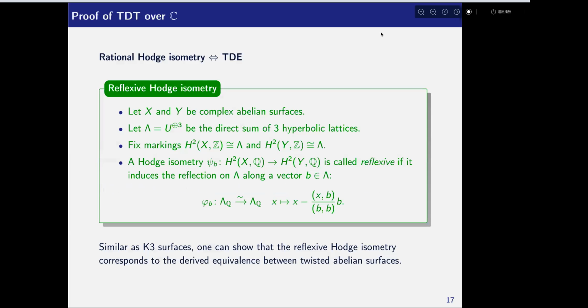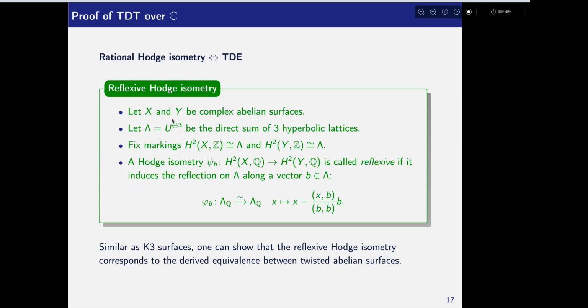So let me quickly recall the twisted derived Torelli theorem over C. There is an equivalence between rational Hodge isometry and twisted derived equivalence. The proof is basically the same as in the K3 case. There is basically no difference.